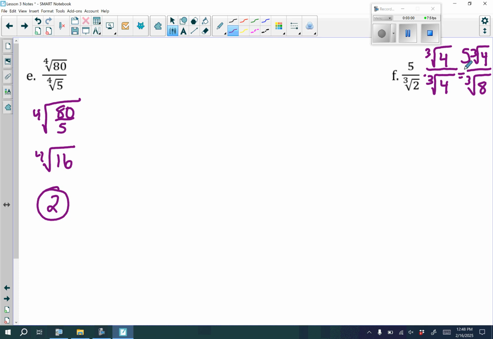So when I simplify this, we have 5 cube root of 4 in the numerator, that's 5 times the cube root of 4, and then we take the cube root of 8, that gives me 2. Now my numbers on the outside of my cube root of 4, 5 and 2, I actually cannot simplify those numbers, so this would be my final answer.